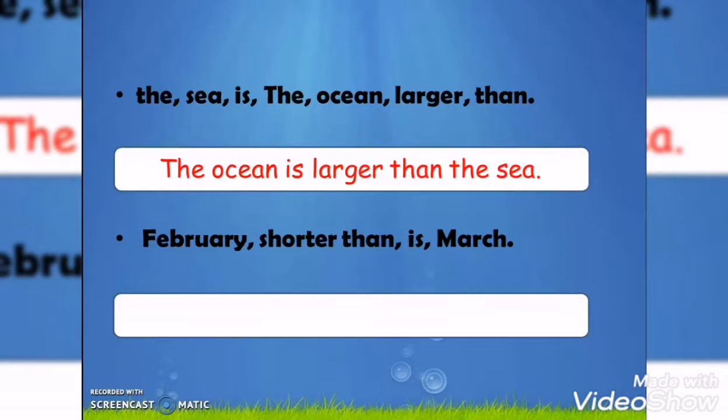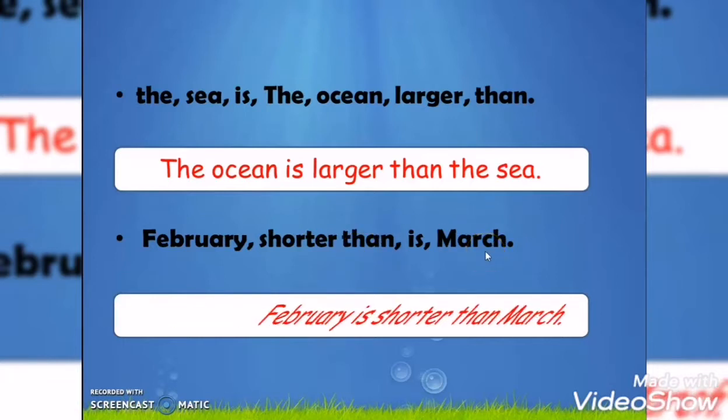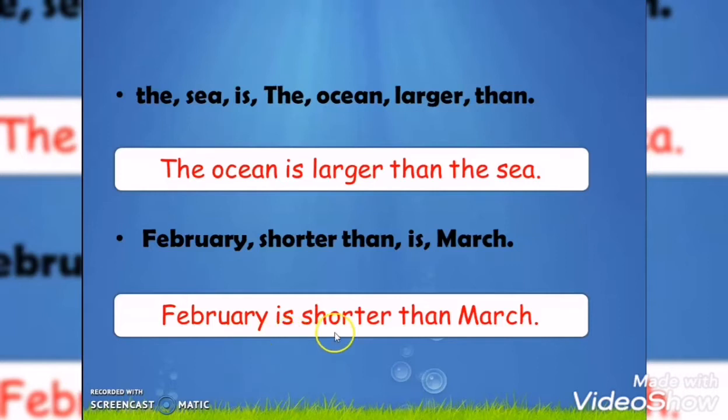Logically, February. We start with the month February. Then after February, what do we add? Linking verb, is. February is. Now the adjective word, where is it? Short. Because I'm comparing two things, what did I add for the adjective word short? I add er. Shorter than whom? Than March. So February is shorter than March.